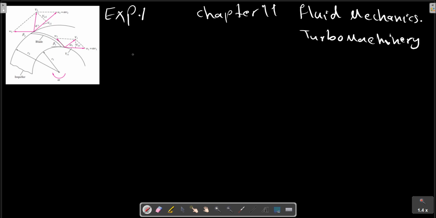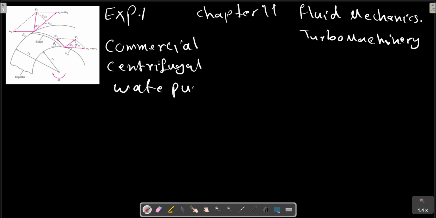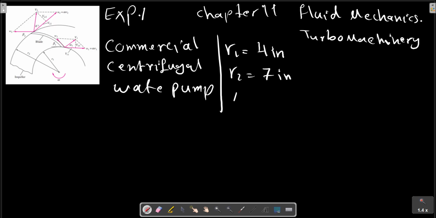Given are the following data for a commercial centrifugal water pump. As shown in the picture, a schematic of a blade and impeller of a centrifugal pump. We have this specification: R1, 4 inch; R2, 7 inch; beta 1, beta 2, and speed.